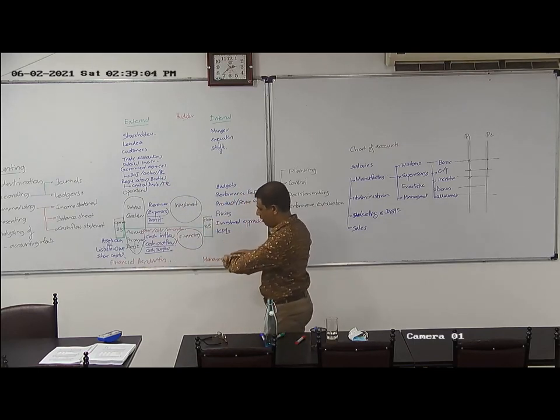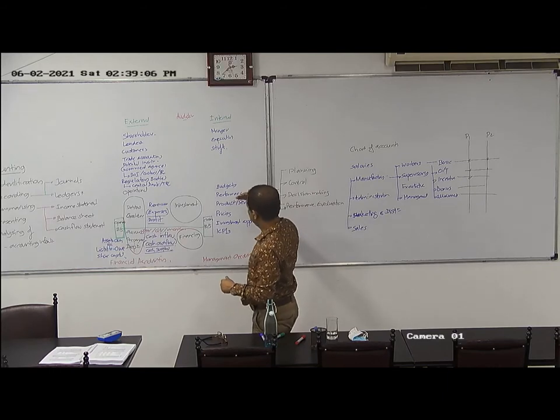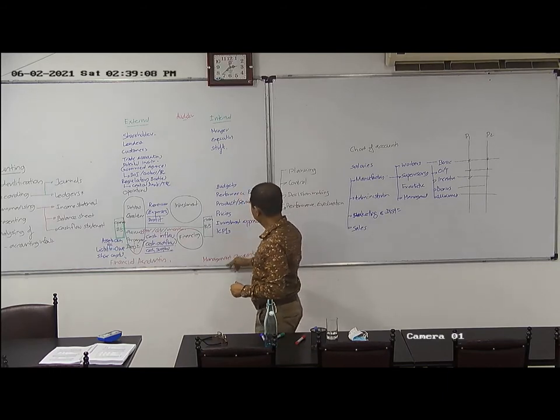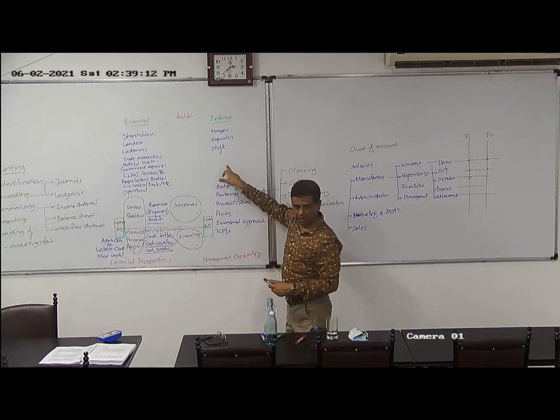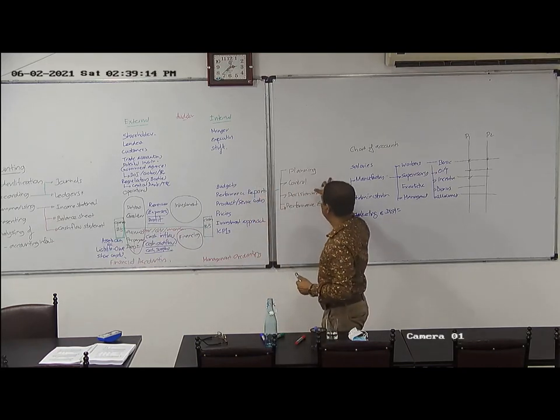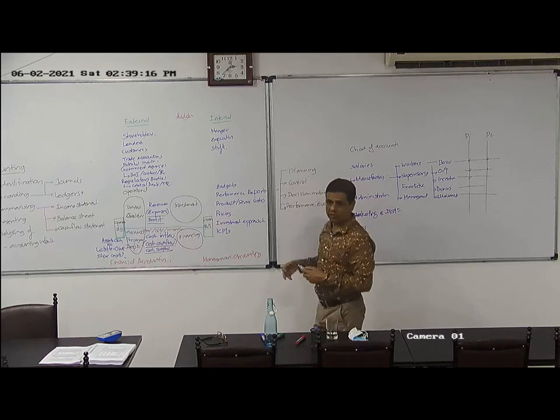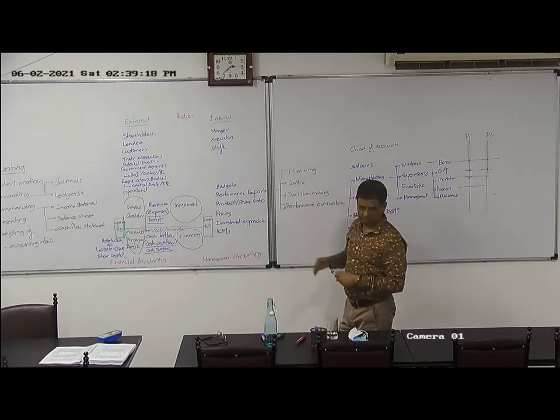And then you have management accounting information. This is for the internal stakeholders who are within the organization, and why they need this information is for planning, control and decision making purposes.